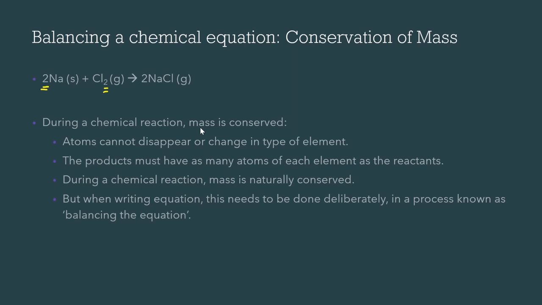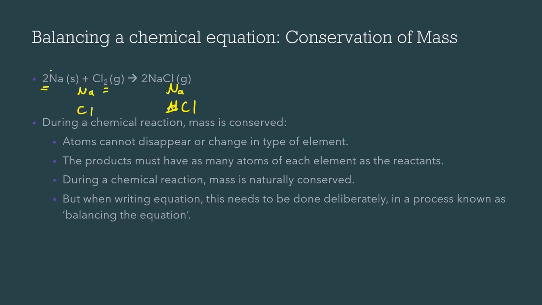In the example above, you can see that there are two elements present here, sodium and chlorine, and this should be true for both sides of the equation. Elements cannot change over the course of a chemical reaction. That would be alchemy, which is a pseudoscience. Now, let's use our knowledge of subscripts and coefficients to count the number of sodium and chlorine atoms.